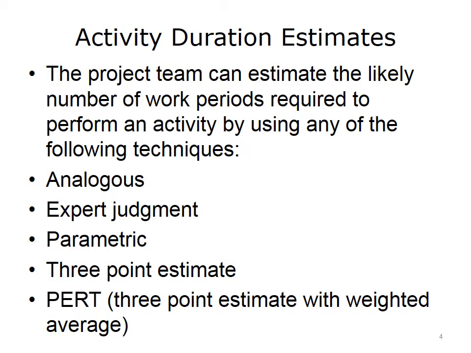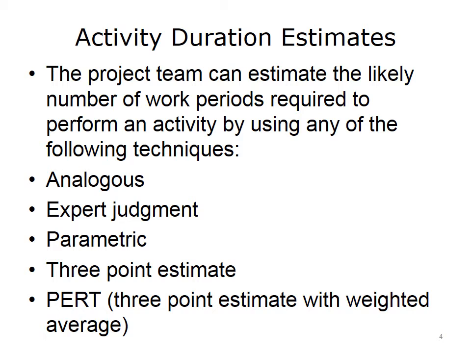The project team can estimate the likely number of work periods required to perform an activity by using any of the following techniques. Analogous. Determine estimate by using resource duration estimate information from similar past projects, often used in project initiation or early planning when detailed project information is lacking. Expert judgment. Expert judgment acquires estimate information from individuals with historical information, experience, related to similar prior projects. Parametric. Statistical approach to develop estimates based on historical data and other variables, square footage, labor hours per unit of work.